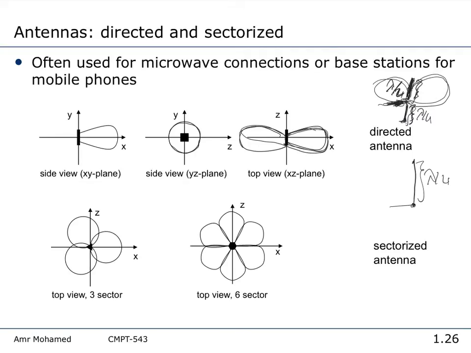If it's a dipole like this with two lobes, as we call the electromagnetic lobes, then from the top the radiation pattern will be circular. But it's not as ideal as the isotropic antenna, because the isotropic antenna in reality is not realizable. It's not possible.